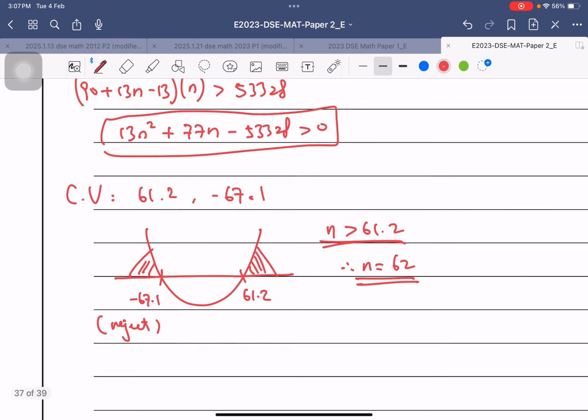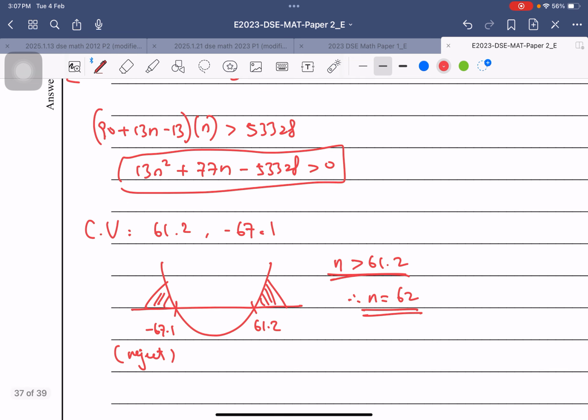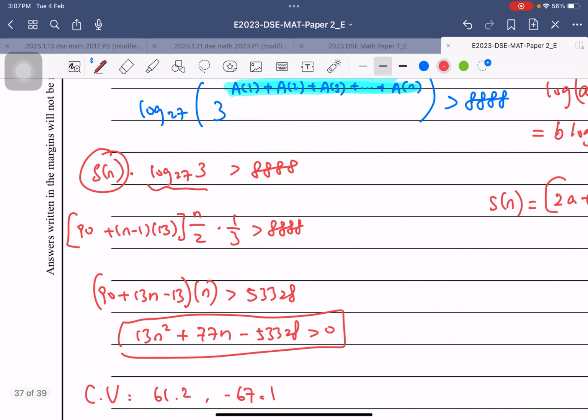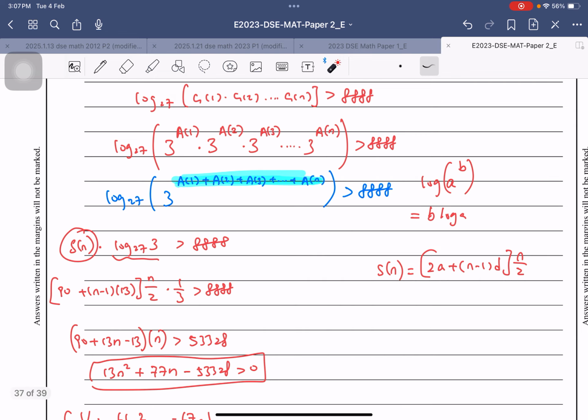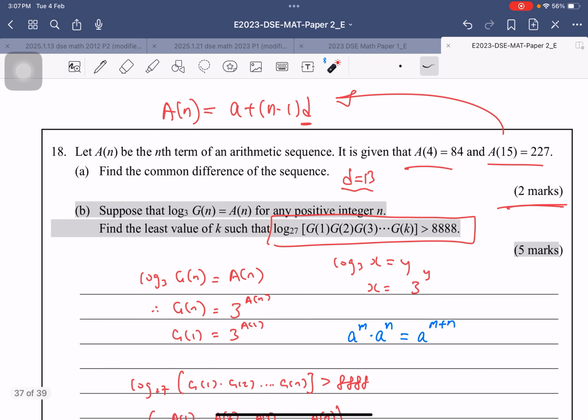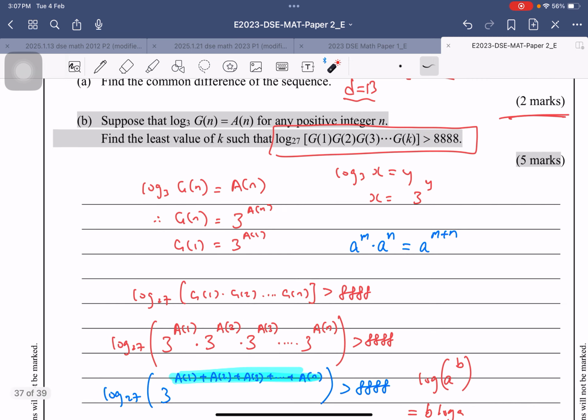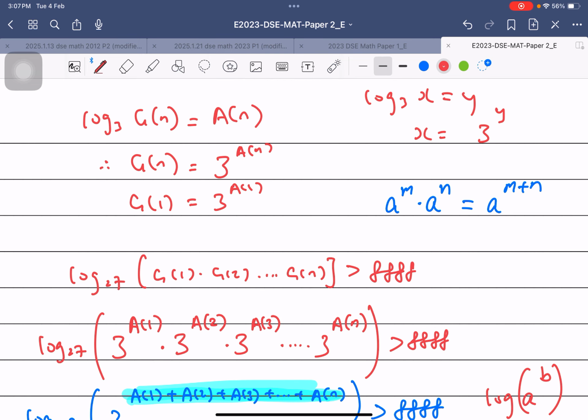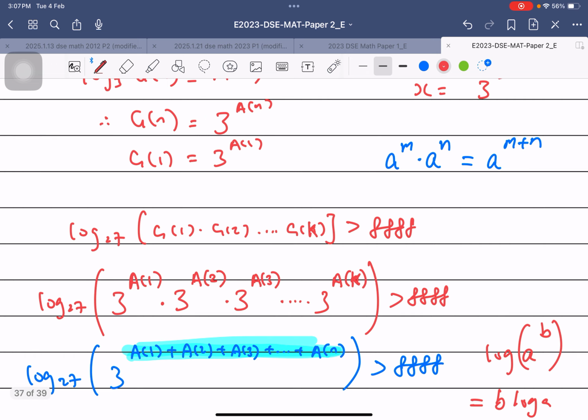No need to find k. If you're finding n, we need to find k. Sorry, just replace the n by k. Just replace all of n by k. Because I didn't see this as the k. Just replace all of the n by k. Okay?